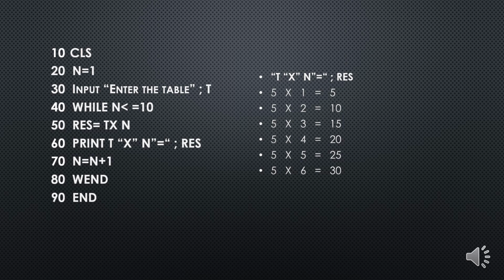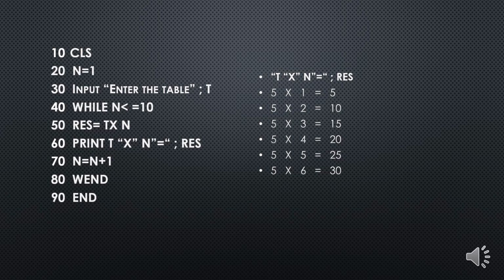At line number 40 we will use the while loop to set the condition. We will print the table from 1 to 10, so our condition will have 10 as the last number. We have given the first number n equal to 1 at line number 20, and now we will give the last number as a condition at line number 40. So n should be less than or equal to 10. At line number 50 we will declare a formula: result equal to t multiplied by n.